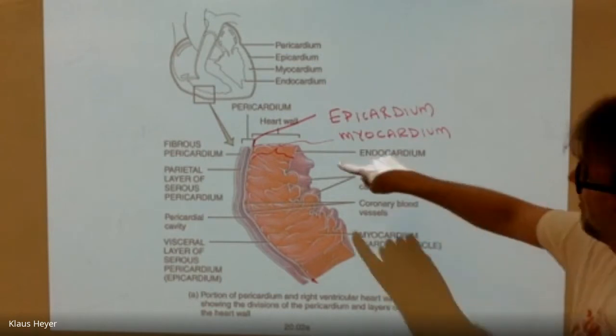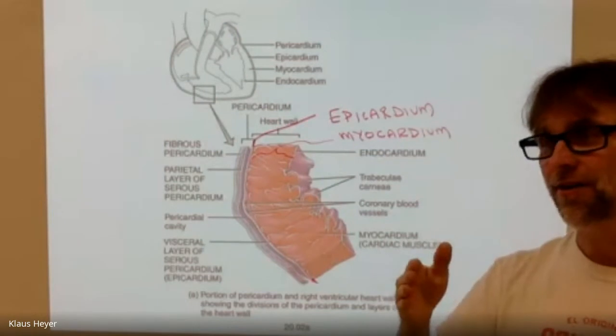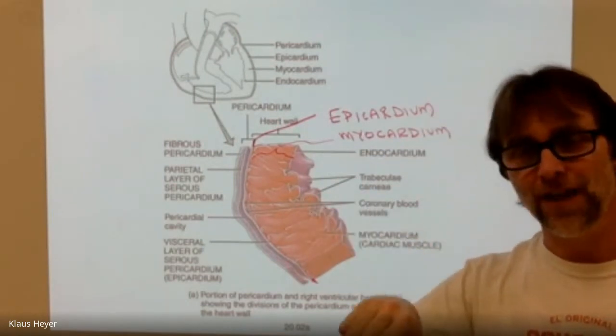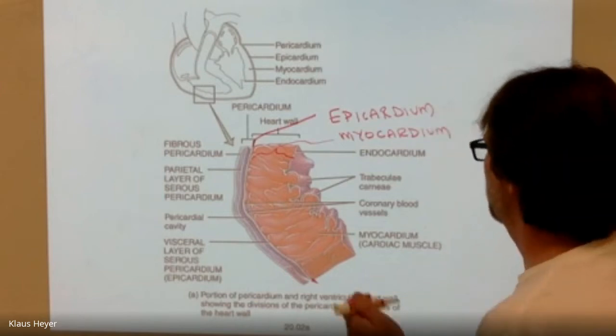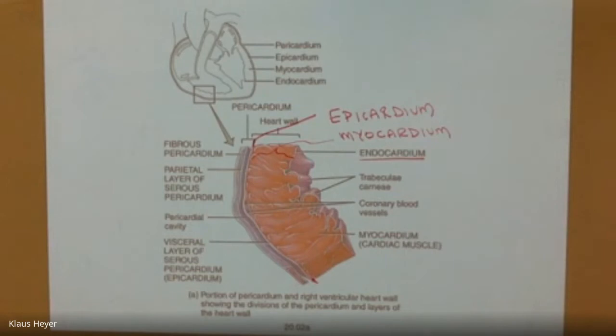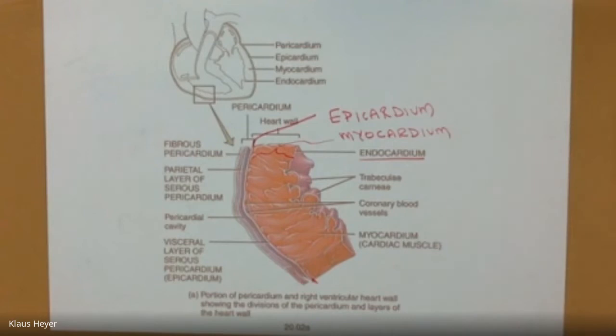And then the inner lining of the heart. If you were to stick your finger inside a ventricle or an atrium and rub the wall of the atrium, you would be touching the endocardium. Endocardium is used because sometimes there's something called endocarditis, where that would become inflamed.